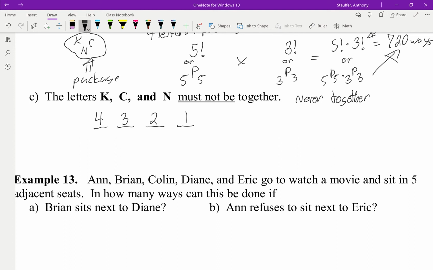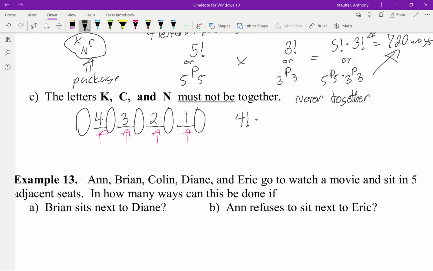Now, my K, C, and N, what I can do is I can place in any of those 5 spots. Because I don't want them to be together, we always have to have that separation in between. So that leaves me 5 spots upon which I can place the K, C, and the N. So the answer for this is going to be 4 factorial, and then we have to figure out, well, how can we place these spots?